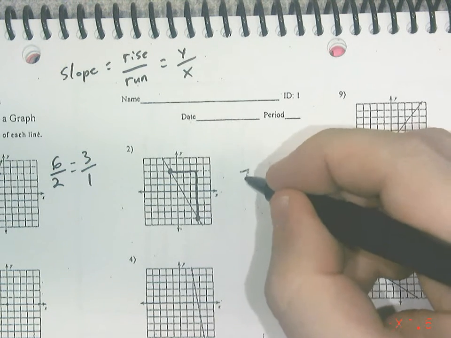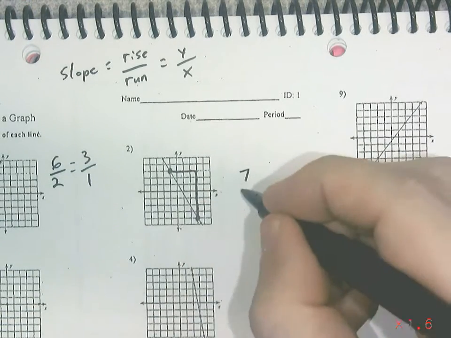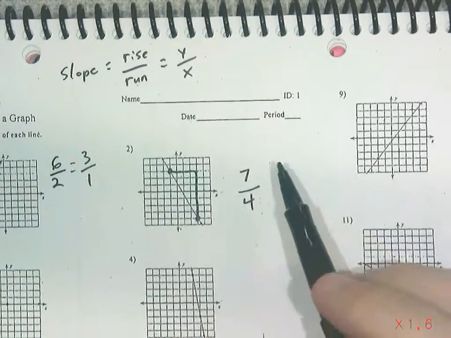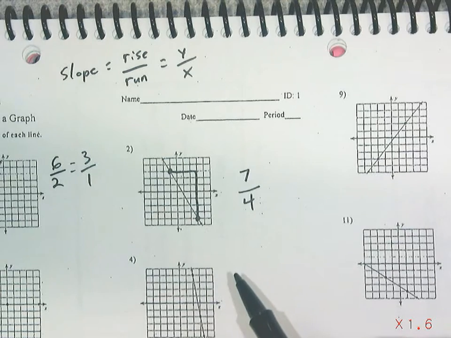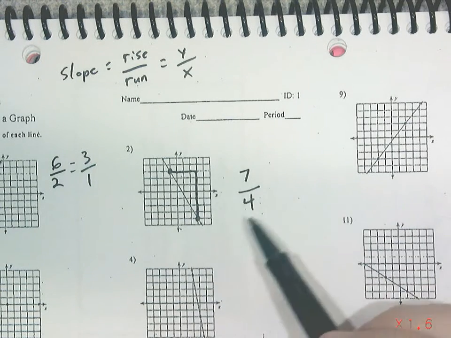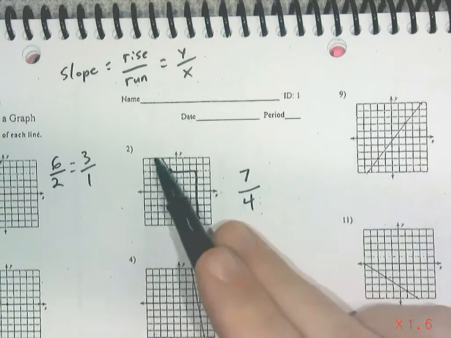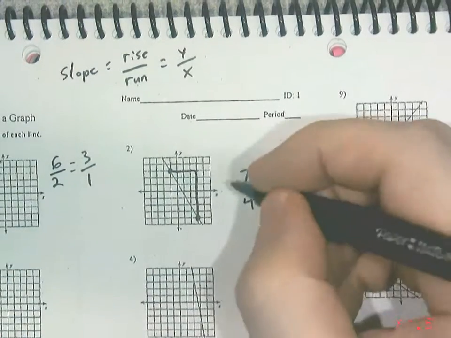So it's 7. I'll come back to that. And then 1, 2, 3, 4. So over 4. Now, there's something wrong with this, right? Because this is going down, that shouldn't be just a positive number, right? Positive means it should be going up, right? So because this is going down, this is actually a negative slope.